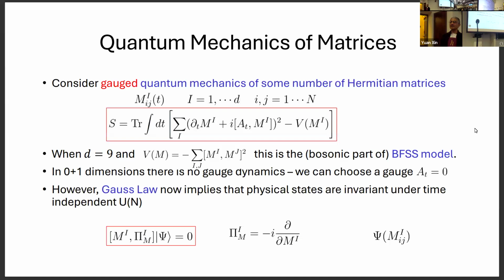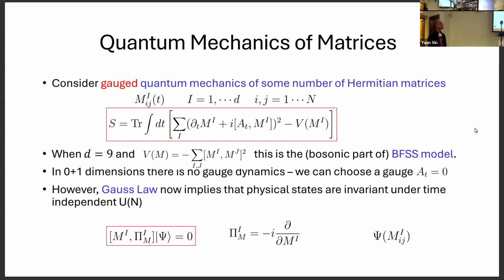So I'll have in mind, in general, quantum mechanics of some number of Hermitian matrices, which I'll denote by Mi, i running over whatever number of matrices you have. And these are n by n matrices, and I'll work in the large n limit. It's gauge quantum mechanics, so in the action there is a gauge field. But of course, it's a gauge field in 0 plus 1 dimensions, so it has no dynamics except that it produces a Gauss law.